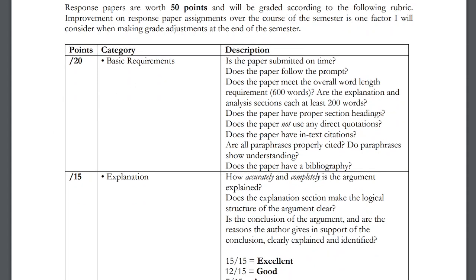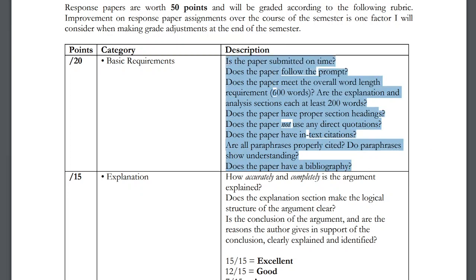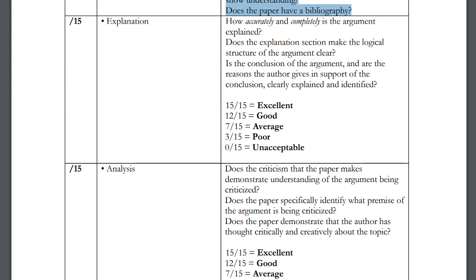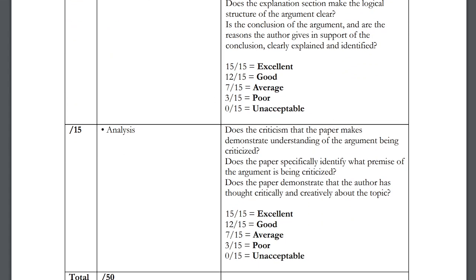If you meet the basic requirements, the stuff we've already talked about, using in-text citations properly, meeting the word requirement, submitting the paper on time, basically, if you can answer yes to all these questions, then you should certainly get 20 out of 20. The rest of the points will be 15 for explanation and 15 for analysis. The questions here are stuff I've already gone over, but you can see I have this basic grade scale where 15 is excellent, 12 is good, 7 is average, etc. When necessary, I might go in between those numbers, but that gives you a general idea.